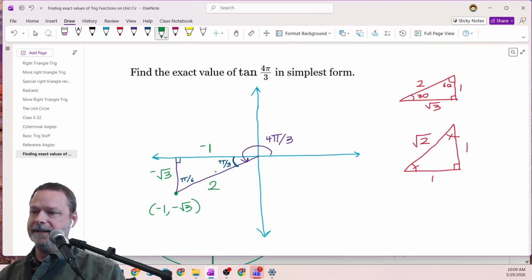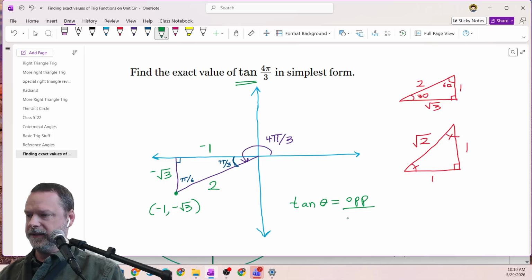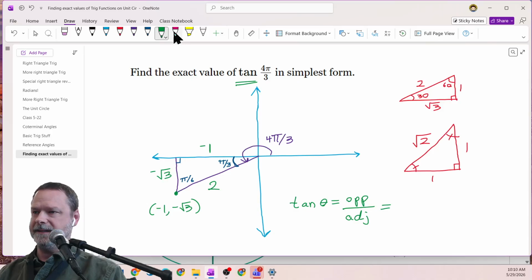Since I'm trying to find tangent of 4 pi over 3, in this case, I can do tangent of my pi over 3 of my special right triangle here. Tangent of an angle is opposite over adjacent. So I can see clearly here that opposite my angle is negative root 3.